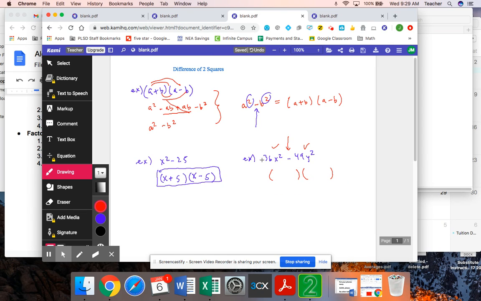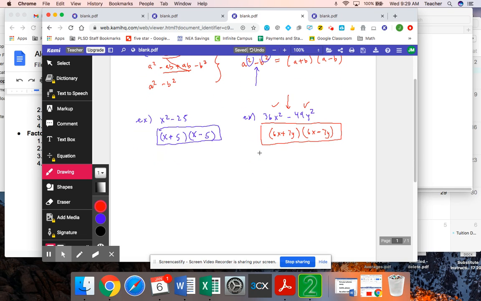I just need to take the square root of this thing. That's going to be 6x, and I write it in both places. Do the same thing here. That's going to be 7y. Write it in both places. Since it's the difference of two squares, one's going to be plus, one's going to be minus. It doesn't matter which one you do because they're the exact same thing. All right, so difference of two squares. Let me do another example.